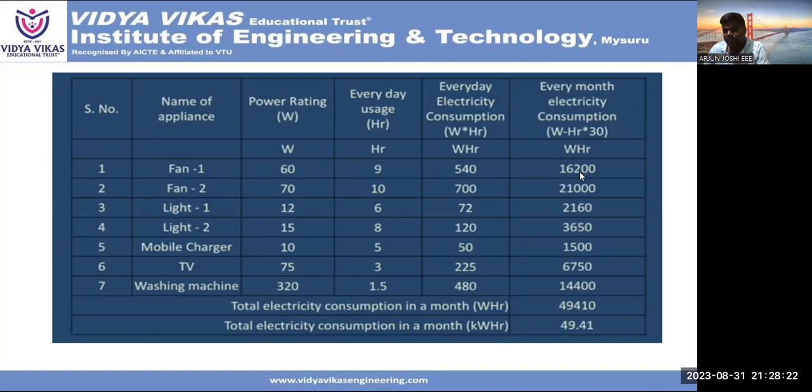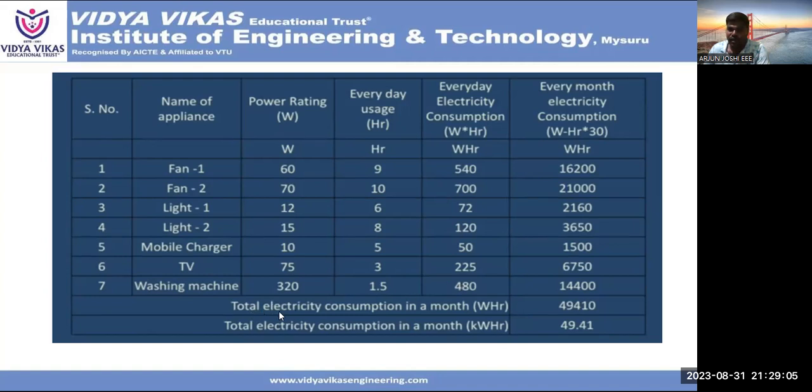540 into 30 is 16,200 per month. Likewise, you need to calculate all the appliances. Fan 2: 70 watt rating into 10 hours, 70 into 10 is 700, into 30 days is 21,000. Light 1: 12 into 6 is 72, 72 into 30 is 2160. Light 2: 15 into 8 is 120, 120 into 30 is 3600. Mobile charger: power rating is 10, usage 5 hours, 10 into 5 is 50, 50 into 30 is 1500. Then TV, washing machine, likewise you need to calculate on your own.